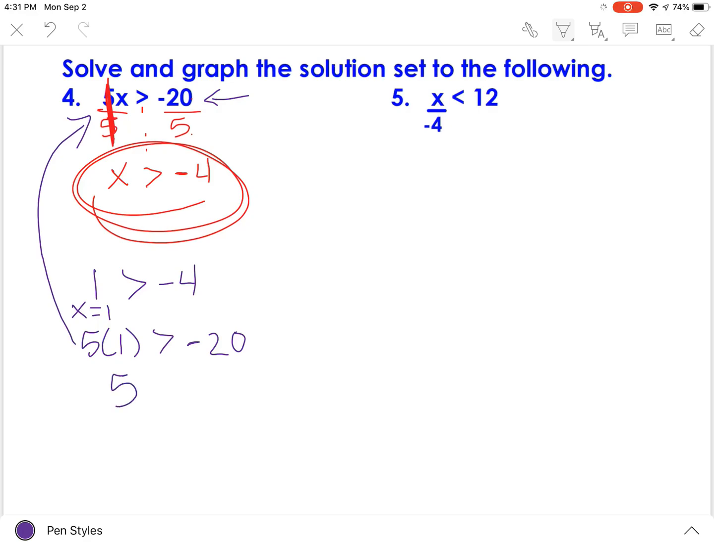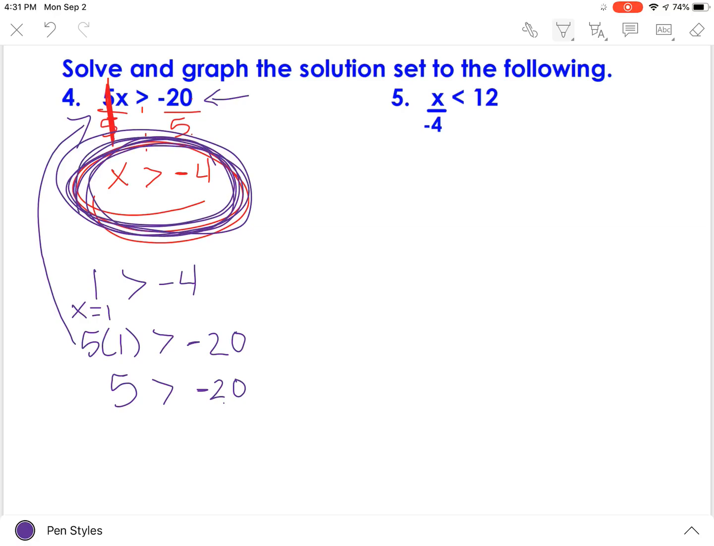Well, 5 times 1 is just 5. Keep our greater than sign, bring down our negative 20. Is 5 greater than negative 20? Yes, it is. So that's how we know that 1 is a solution for this inequality. So again, inequalities are just saying that you have multiple different solutions that are possible. Right? Number 4, any number you could think of that's greater than negative 4 would work out. We could pick 1,000,006, and that would work out in this problem.